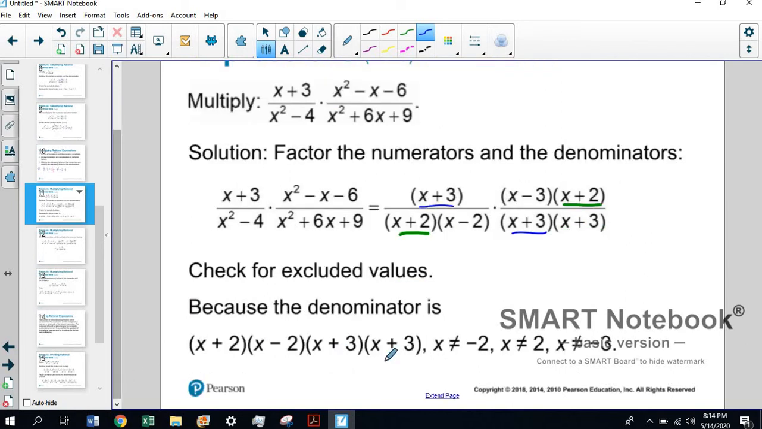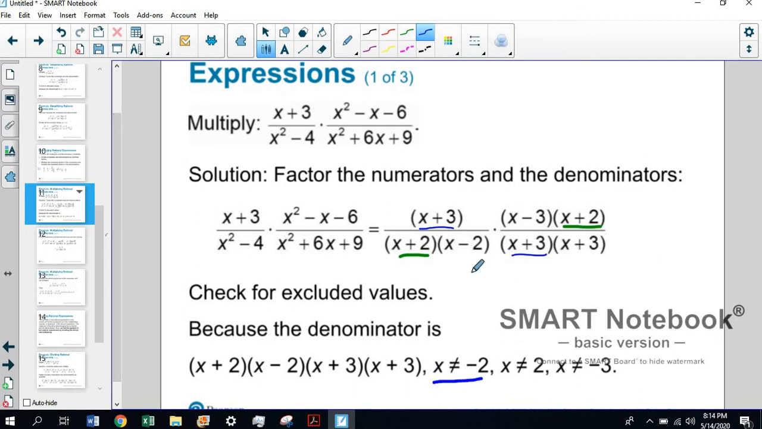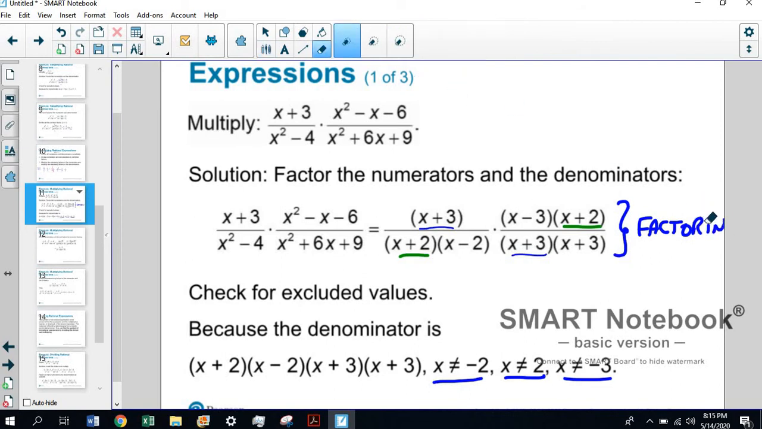All right, and then of course you have to make sure you know what you're not allowed to have. You're not allowed to have negative 2 or positive 2 or negative 3 because that's when the bottom is equal to 0. Okay, so you can see once again factoring. If factoring is not something that you're strong with, this section is going to be really, really challenging. And so you got to make sure you can factor before you try to do this stuff.